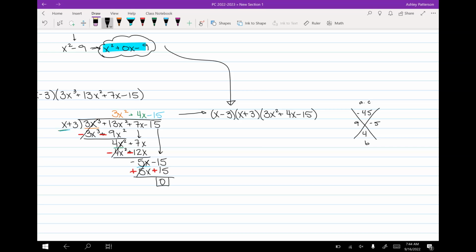Now let's say that, oh man, it wasn't factorable. What could we do then? How could we find the roots, the factors? At that point, we might have to use the quadratic formula. So know that that's always an option.